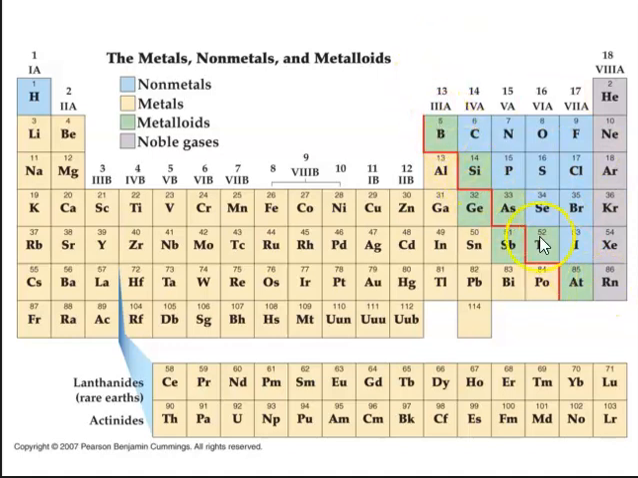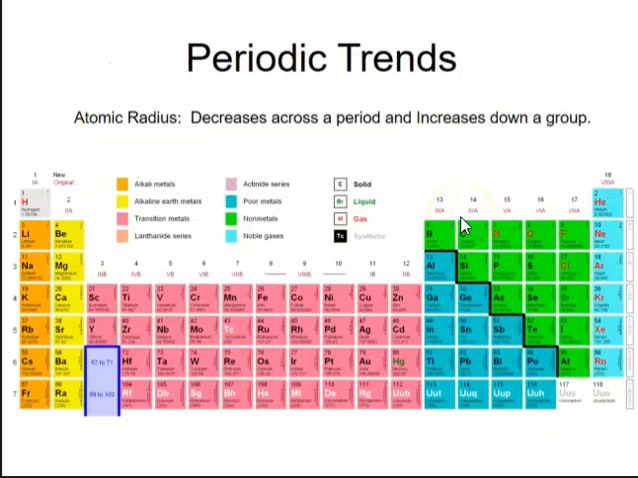Things right along the middle here, these metalloids, right, with the exception of aluminum and polonium, those are just straight metals, right? But all these other like green ones, they're metalloids. They have properties of metals and nonmetals. So they're like a little of column A, a little of column B. They're not quite sure what they're doing, but they're kind of a mix of that stuff.